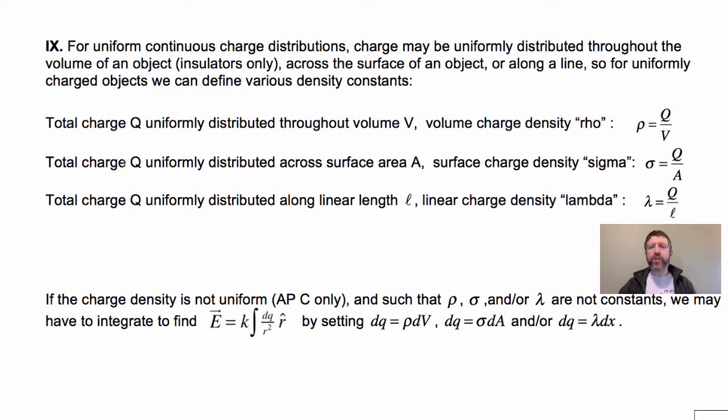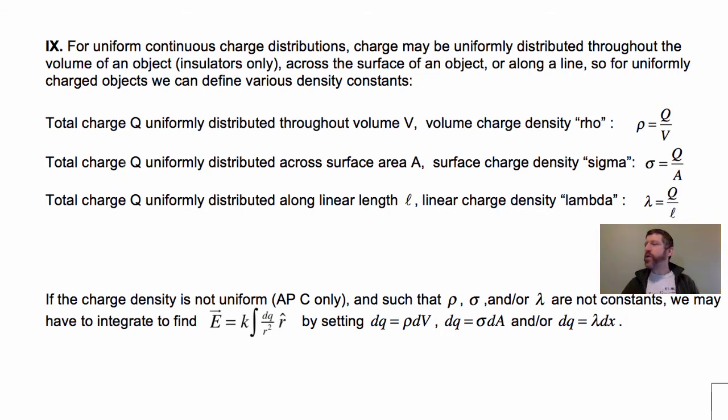When we're trying to describe charge distributions, there's a couple of definitions that we need to understand. First of all, if charge is distributed all throughout the substance of an object, this only works for insulators, because for conductors it's all on the surface, but for insulators you can have charge all throughout this thing, on the inside, on the surfaces, everywhere.